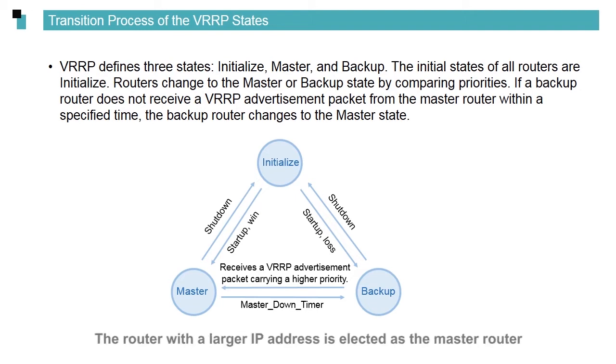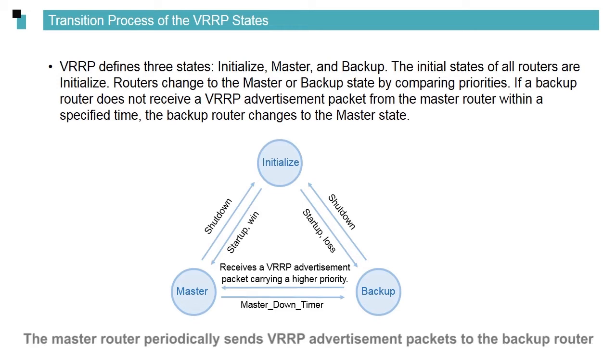The router with a larger IP address is elected as the master router, and the other router enters the backup state. Once the election is complete, the router in the backup state does not send VRRP advertisement packets. The master router periodically sends VRRP advertisement packets to the backup router.